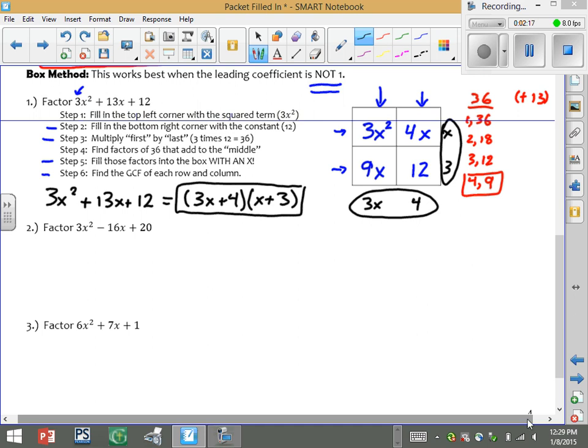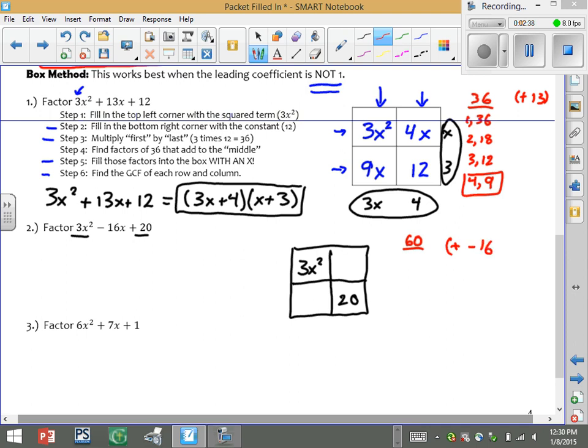So for number 2, go ahead and draw our box. That 3x squared is going to go in the first piece of the box. The plus 20 is going to go at the end. Now we want to multiply 3 times 20, which is 60. So we need factors of 60 that add up to be negative 16. We want them to add up to be negative 16.